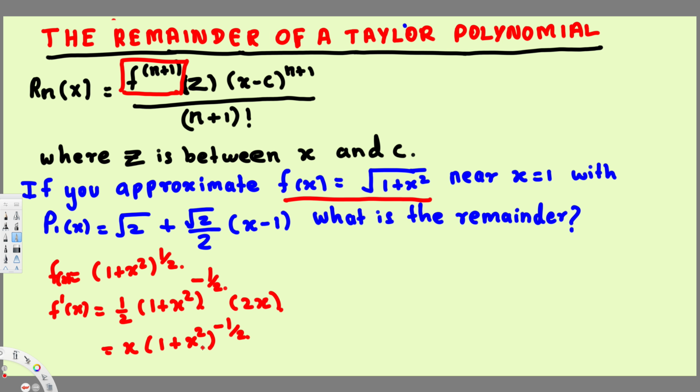Now we have to take the second derivative, and if you notice that we have x right here and another x function right here, so we had to use the product rule. We had to use the product rule to find the derivative. Now let's go ahead and find the second derivative.